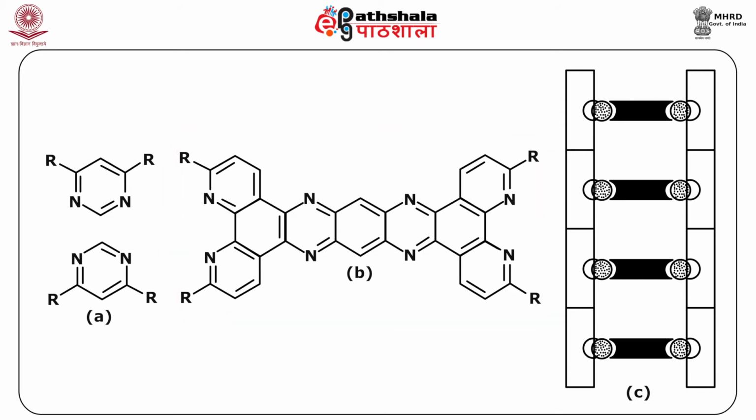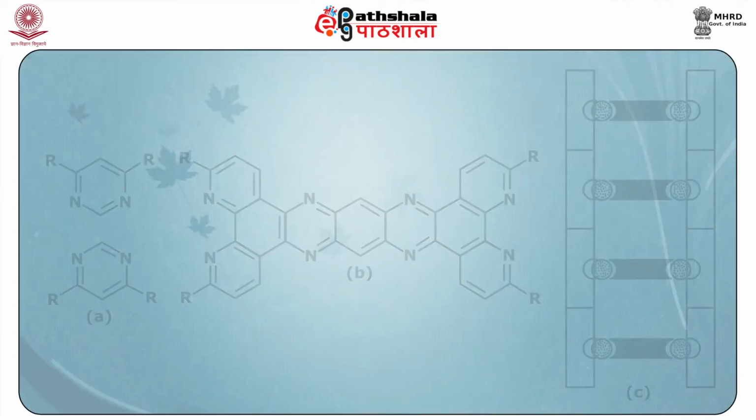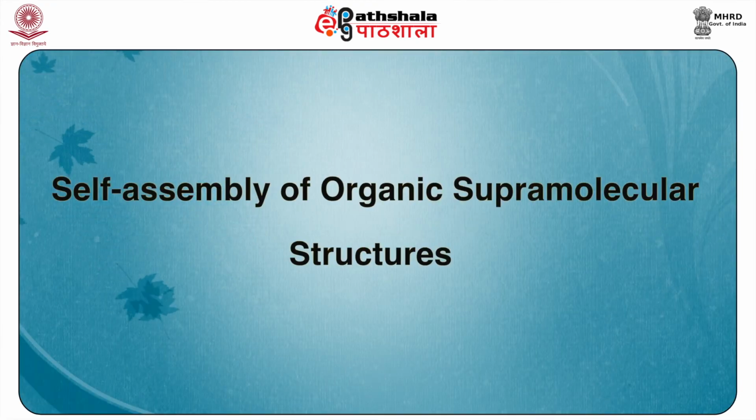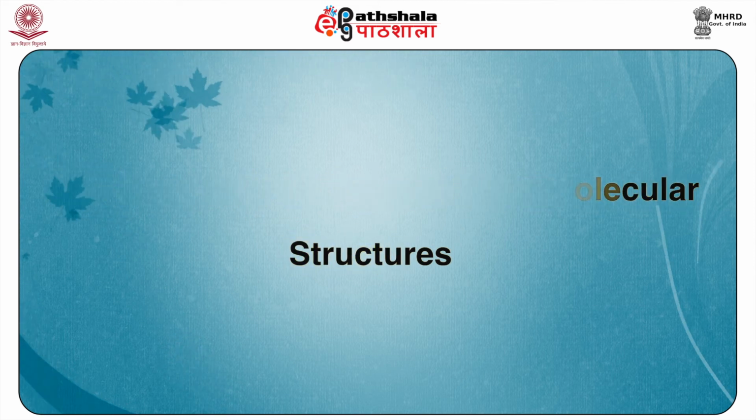Now you can see here that in this figure the A and B components are inorganic bis-pyrimidine ligands and the C component is the resulting ladder-like self-assembly constructed from these organic ligands. Now I would like to take up and discuss the self-assembly of organic supramolecular structures.